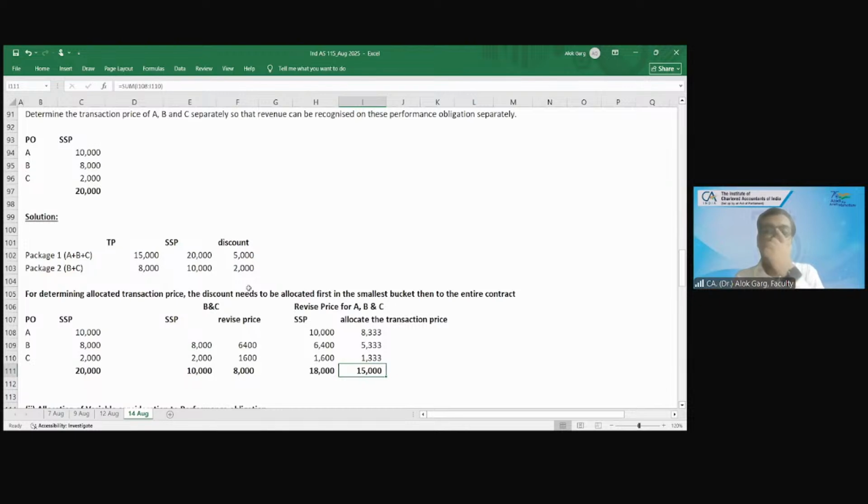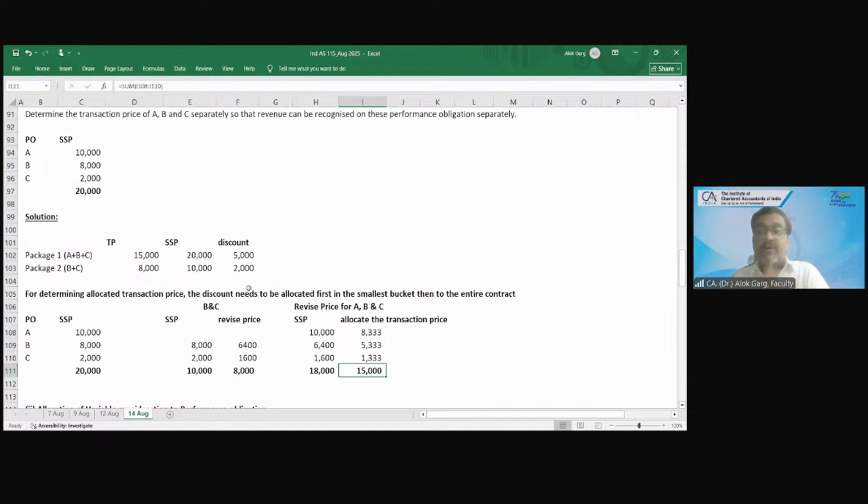So friends, have you understood this concept of allocation of discount? If there are multiple buckets, multiple packages, which approach do you need to follow for allocation of transaction price? Bottom-up approach. First we go to the smallest packet, allocate to it, then go one by one. Yes, so you have to apply the bottom-up approach.